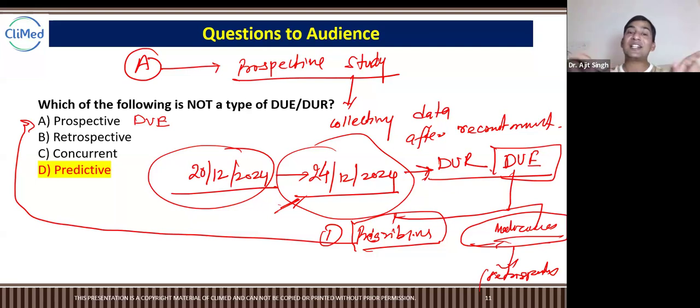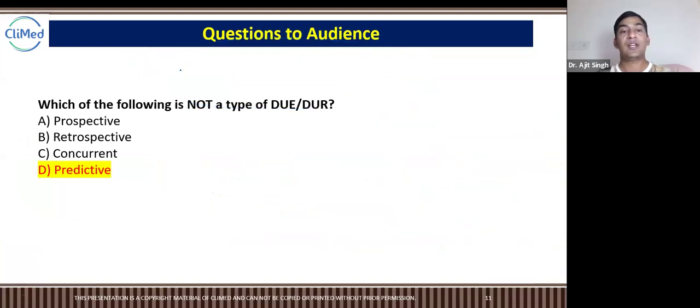But guys, listen, there is a beauty here. You have to understand it. The study is still prospective, whether you are doing the prescription evaluation presently or retrospectively. The study is still prospective. Clear? Now, second scenario: the study is retrospective.